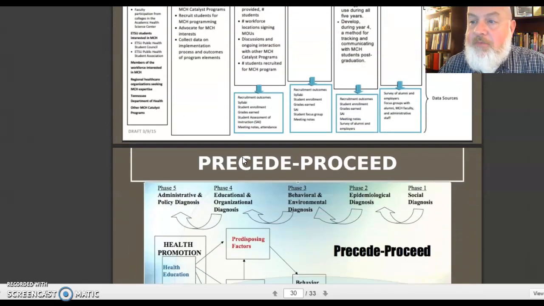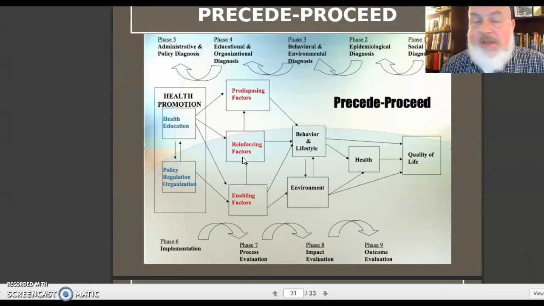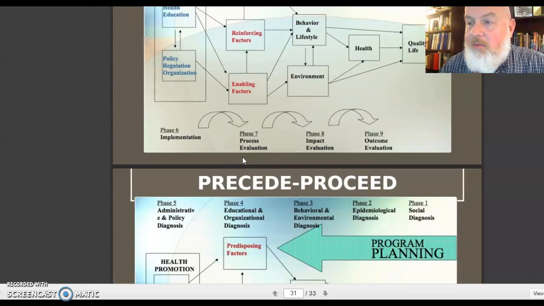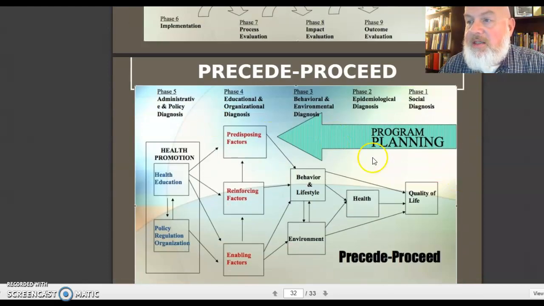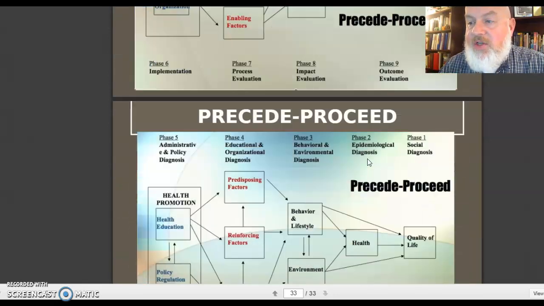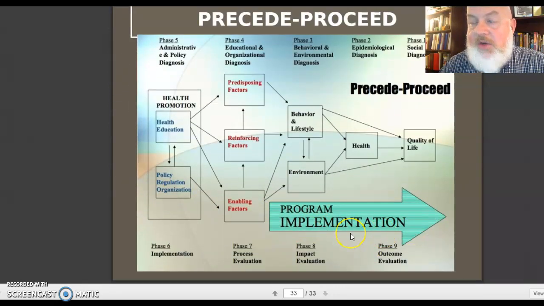What do we need to know? And again, there's our friend Precede and Proceed. You're really pretty much aware of that, and this is where your program planning is. So you're actually thinking about your intervention, and here's where you do your implementation. I know this was quick. Your book will do a much better job of setting this up for you, but this is very important. Use this. It's very tested.